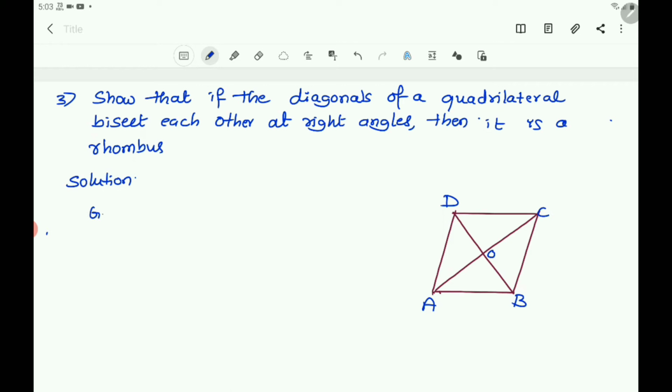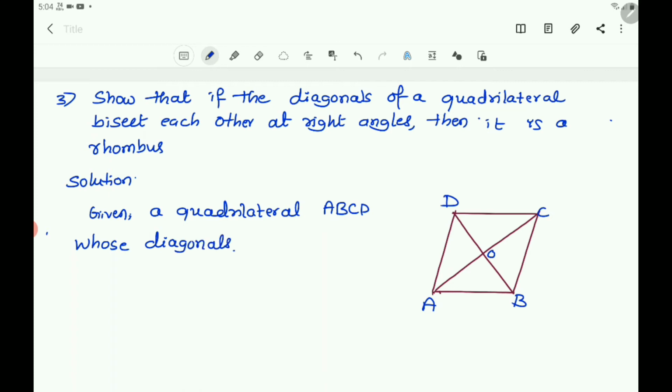Given a quadrilateral ABCD whose diagonals AC and BD bisect each other at right angles.